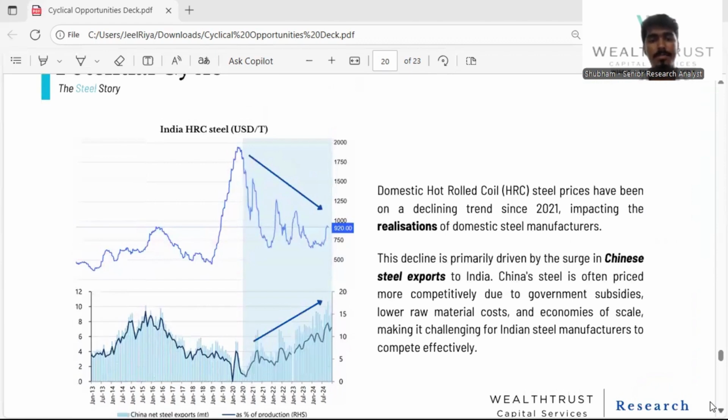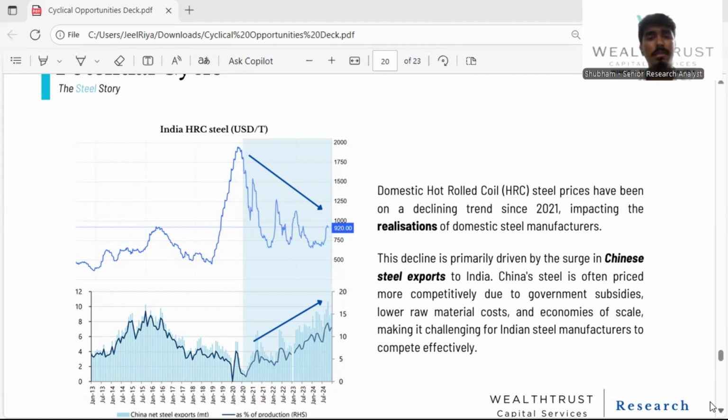Now let's discuss the steel sector, which is currently going through a very difficult phase. In 2021, HRC steel prices have been consistently declining. Everybody knows it's because of Chinese steel exports to India. China's ability to undercut price is very well known all over the world. Backed by state subsidies and lower energy costs, they have a huge manufacturing capacity.